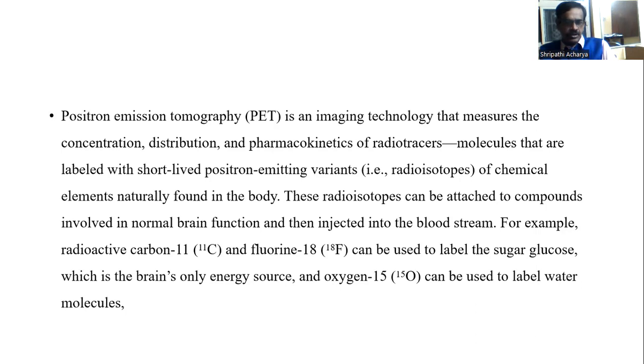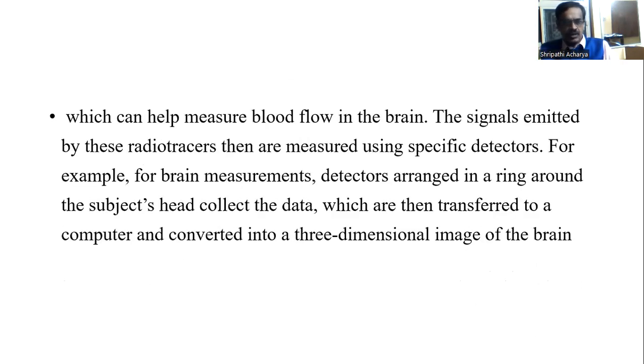For example, radioactive carbon 11, C11, and fluorine 18, F18, can be used to label the sugar glucose, which is the brain's only energy source, and oxygen 15, O15, can be used to label water molecules, which can help measure blood flow in the brain.